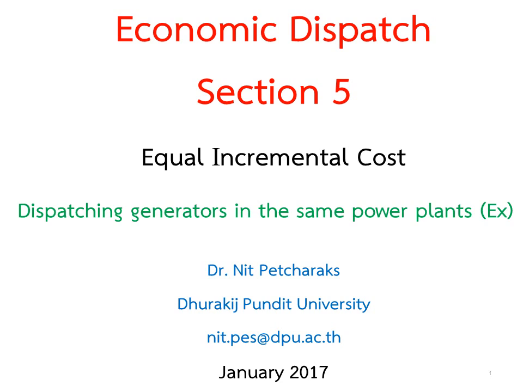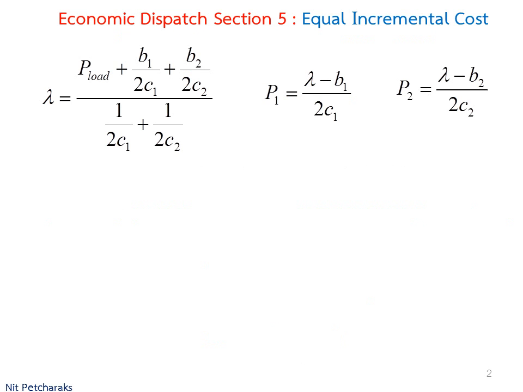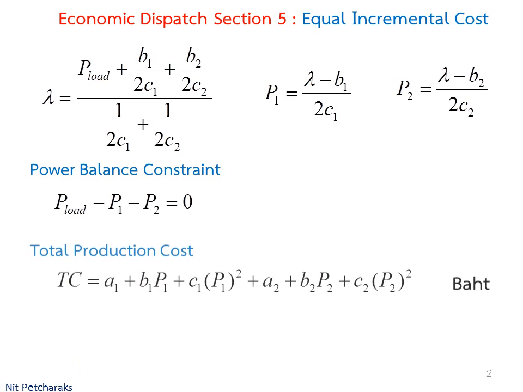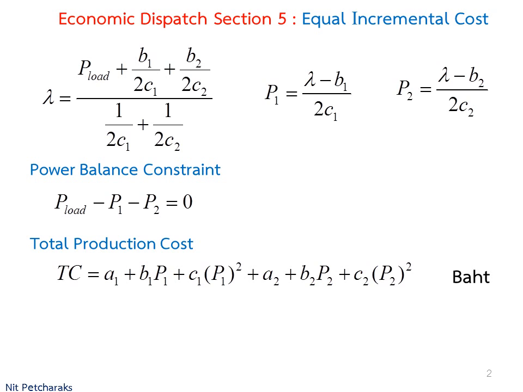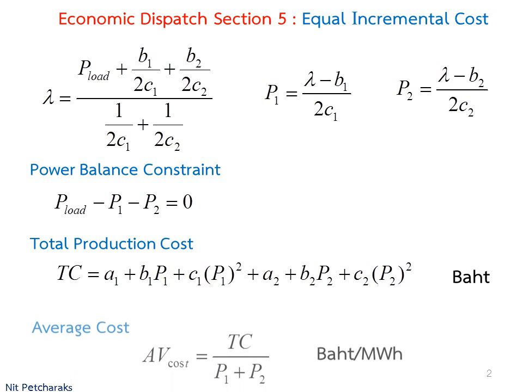We will solve the economic dispatch problem with the formulas explained in the last section. If there are two generators and their cost functions are given, we can calculate the appropriate value of lambda. Then we can calculate the output power P1 and P2 and check the answer with the power balance constraint. Then we can calculate the total production cost and average cost.